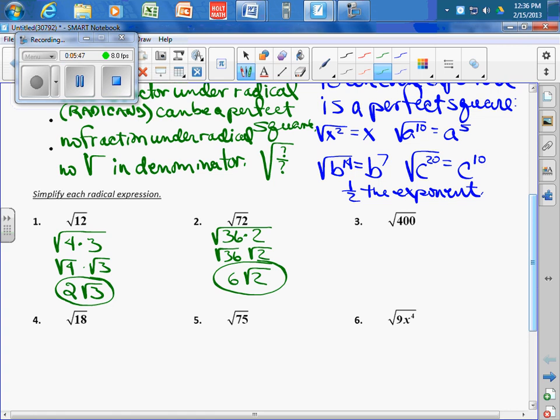Now, the square root of 400, well, it is a perfect square. The square root of 400 is 20. You should know that one off the top of your head.